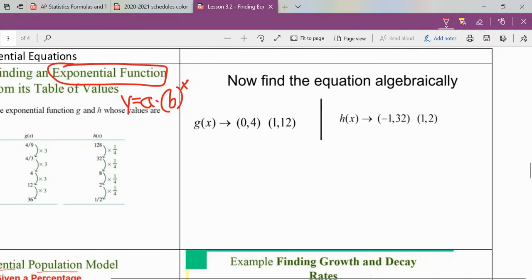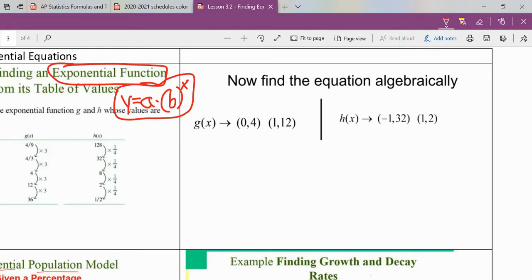So knowing that, we want to be able to find an equation given 2 points that make up an exponential. Way back, we used to do this with lines: given 2 points, find the equation of a line. Here now we're finding the equation of the exponential, so we have to rely on knowing that that's the form for an exponential.